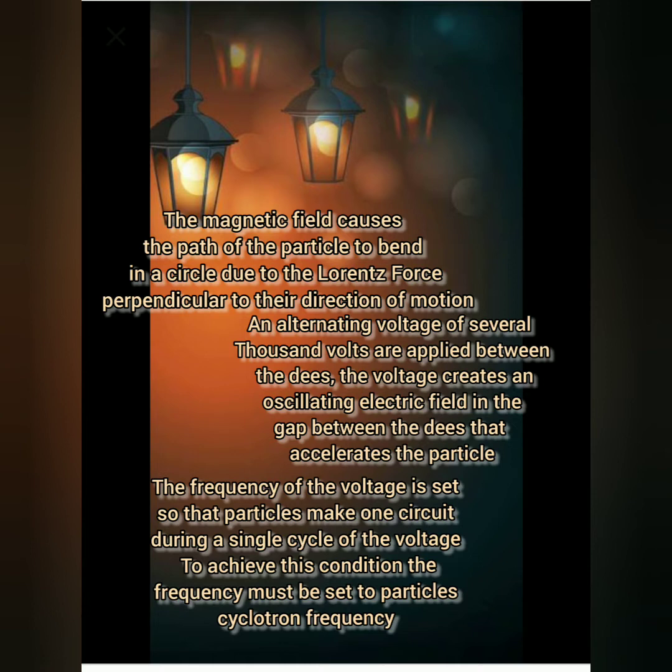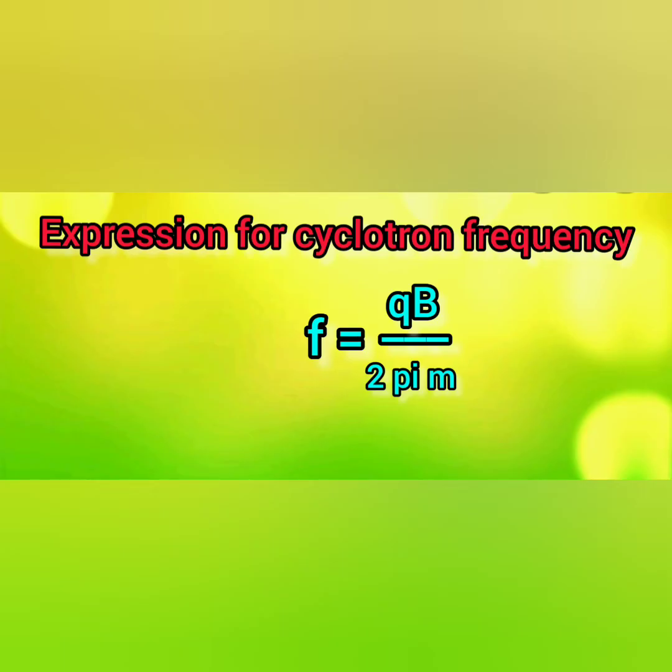The frequency of the voltage is set so that particles make one circuit during a single cycle of the voltage. To achieve this condition, the frequency must be set to the particles' cyclotron frequency. Alright then, let's know the expression for cyclotron frequency. Here it is: f is equal to qB by 2 pi m.